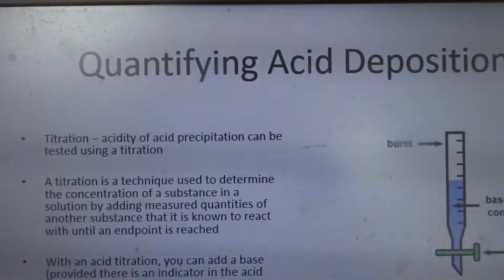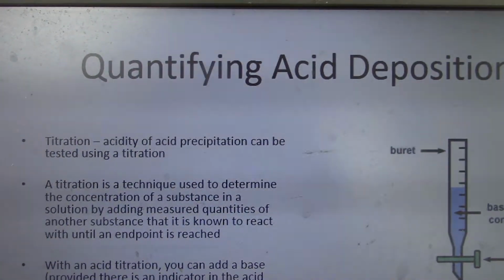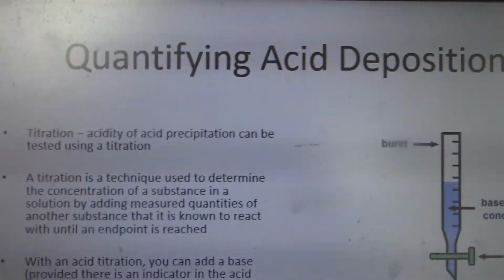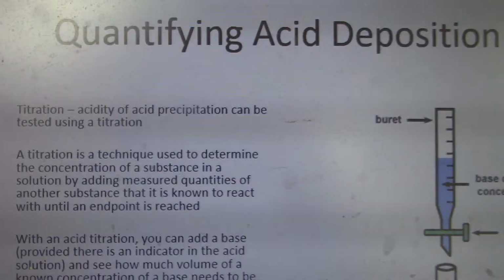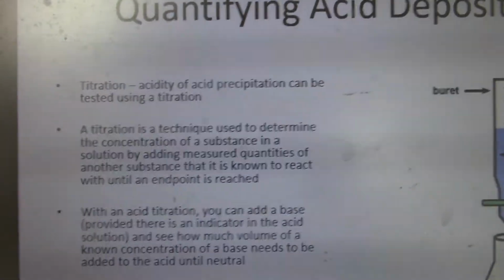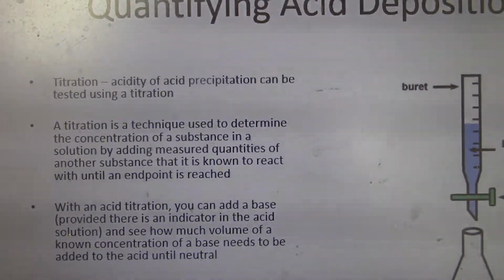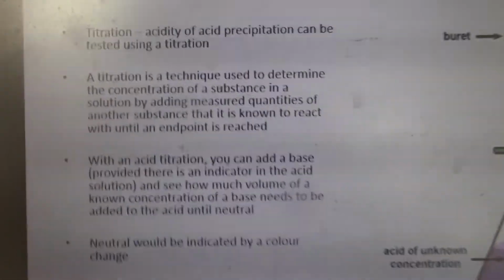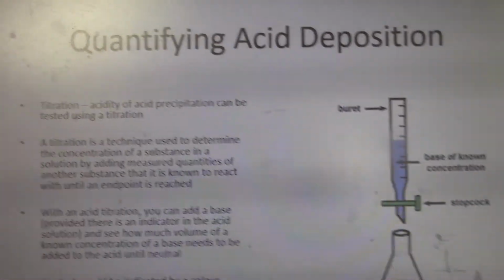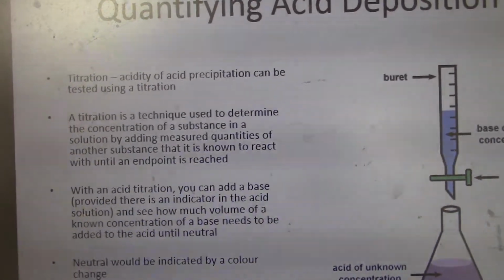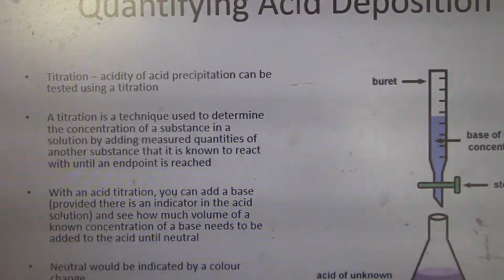So what is a titration? A titration is something that we can use in acid precipitation, but it's a very common experiment to determine the concentration of a sample that has an unknown value of hydronium or hydroxide. All right, so titration is a technique used to determine the concentration of a substance in a solution by adding measured quantities of another substance that is known to react to it.